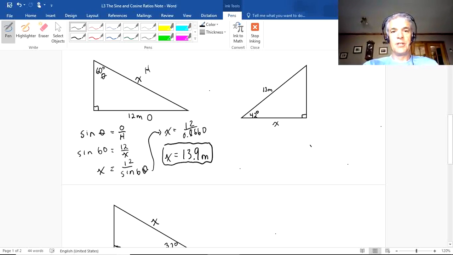Now another option is to go straight from here to here. I don't have to write this step in, and I simply just type in 12 divided by sine 60 and equals, and the answer comes out to the exact same number, identical, right here on my calculator, okay?